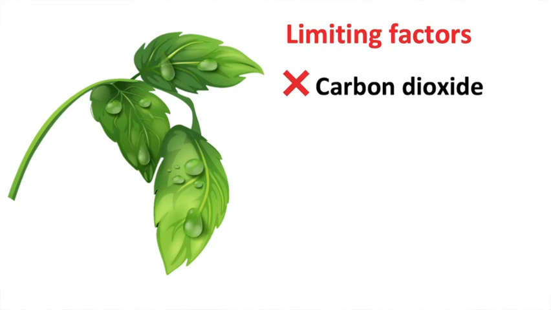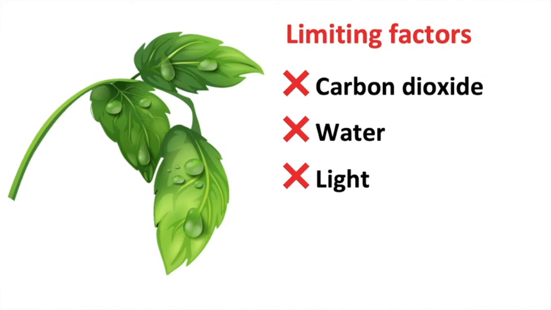Now that we have learnt what photosynthesis is, we must understand that if any of these elements are limited, then it will affect the rate of photosynthesis. So, if there's not enough carbon dioxide, water, or light energy, then the rate of photosynthesis will be affected. Therefore, the rate of photosynthesis will be lower.